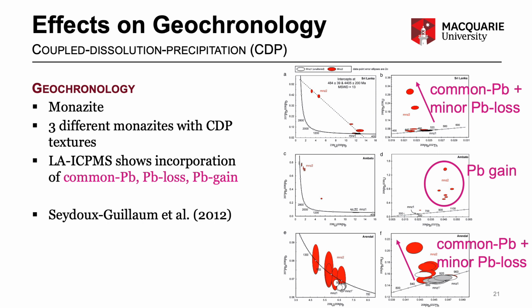In the same samples, they dated the same grains with laser ablation methods, where they could start to look at the different isotopic ratios. In the various diagrams here, we can see some of the same patterns that we saw in our experiments: incorporation of common lead, some evidence of lead loss, but also some evidence of lead gain in the middle sample.